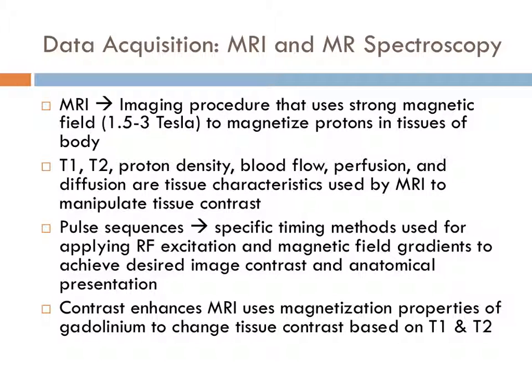Pulse sequences are very important with MRI. They are specific timing methods used for applying radiofrequency excitation and magnetic field gradients to achieve desired image contrast and anatomical presentation.